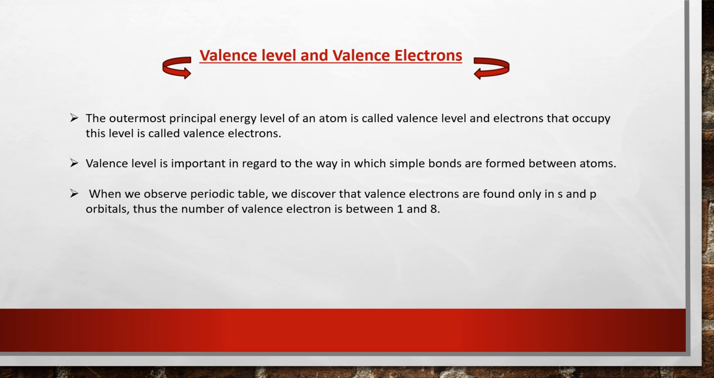Valence level and valence electrons. The outermost principal energy level of an atom is called the valence level, and electrons that occupy this level are called valence electrons. Valence level is important in regard to the way in which simple bonds are formed between atoms. When we observe the periodic table, we discover that valence electrons are found only in s and p orbitals. Thus, the number of valence electrons is between 1 and 8.